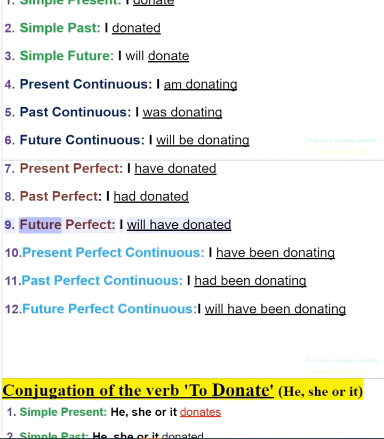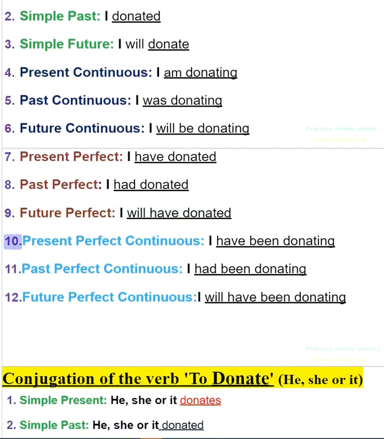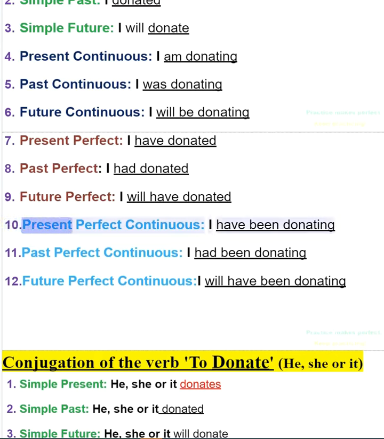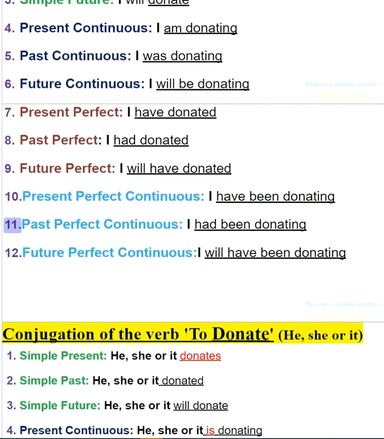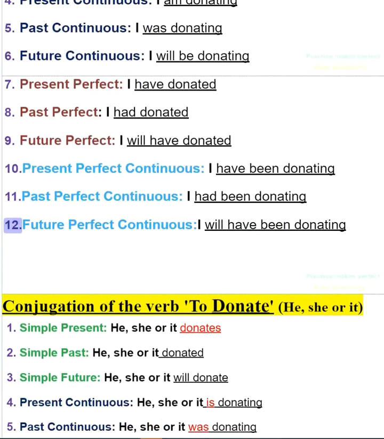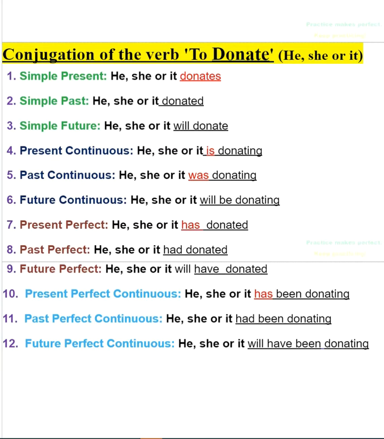9. Future perfect, I will have donated. 10. Present perfect continuous, I have been donating. 11. Past perfect continuous, I had been donating. 12. Future perfect continuous, I will have been donating.